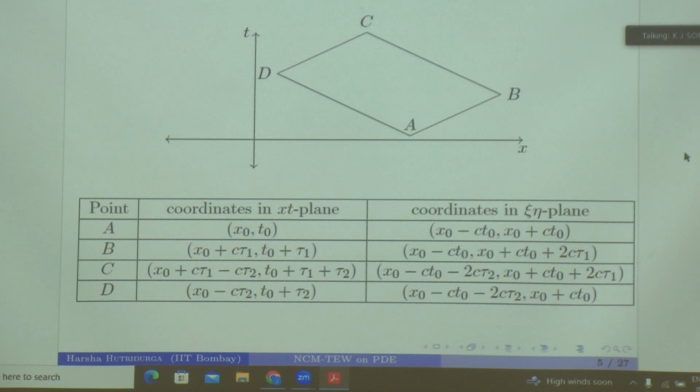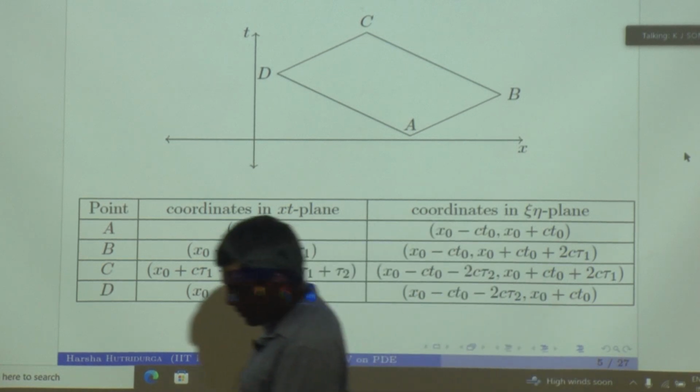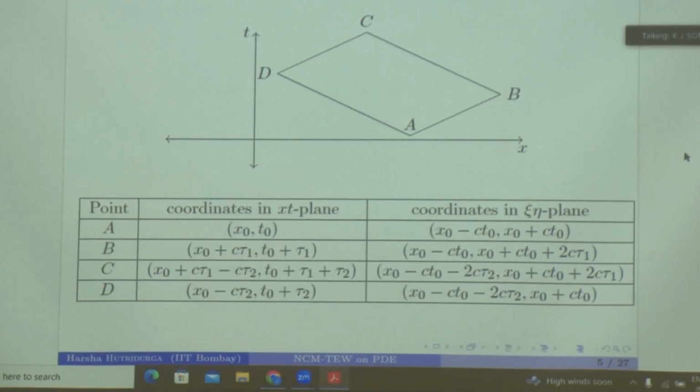Wherever you see c in the slide, think of it as kappa, and kappa is 1 upon c. Because if you have the x is equal to ct line, this is the same as writing t is equal to 1 upon c times x, and I am calling 1 upon c as kappa. I am extremely sorry about this. I missed this thing. But I will try to explain it here. I will go back to x here and t here. So A, I will take coordinates to be x naught, t naught.